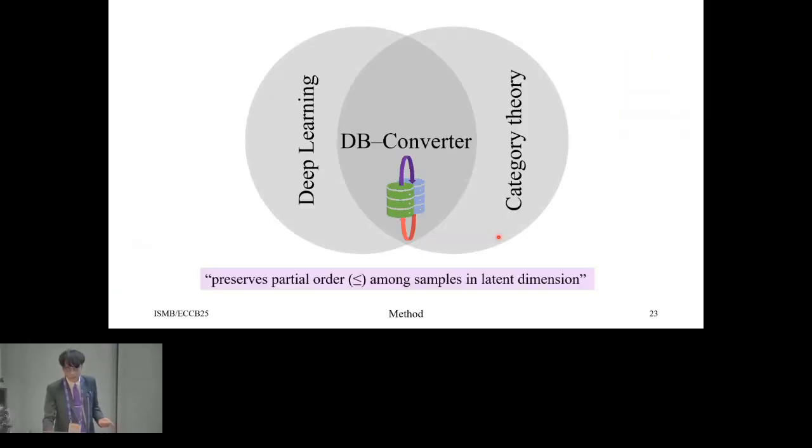So the DB converter is a tool that uses the knowledge of traditional deep learning and also the field of category theory. The underlying idea of how the DB converter works is that it preserves partial order among the samples in latent dimension. What does that mean? I'll come to that in a bit.